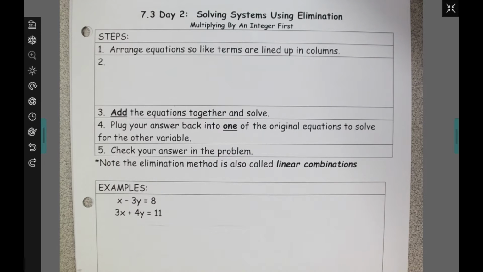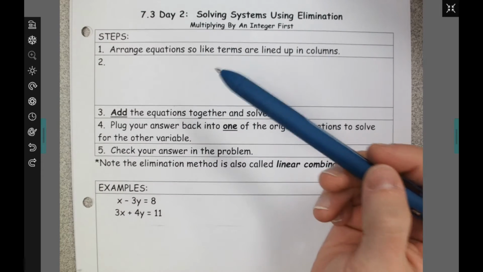All right, so today we're going to continue working with solving systems by elimination, but we're going to kick it up a notch a little bit. On this one, when you try to add the two equations together, nothing's going to cancel out, okay? And when that's the case, we have to do something special. So we're going to add one more step in here.